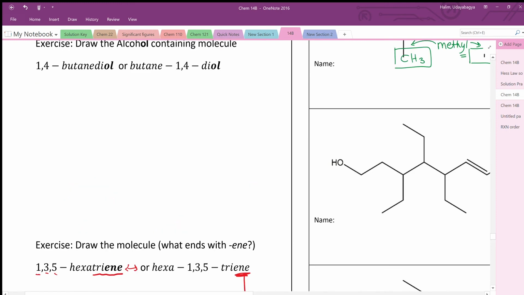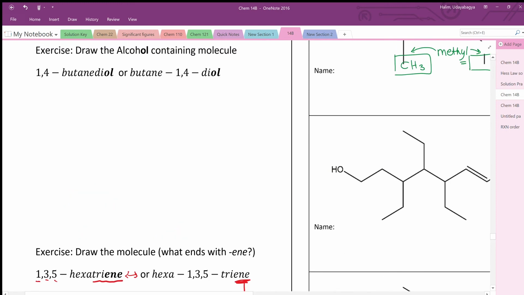Let's do the one above it. Oh, you guys done this one? Should be easier. Butane-1,4-diol, or 1,4-butane-diol. So again, this is an alcohol molecule.